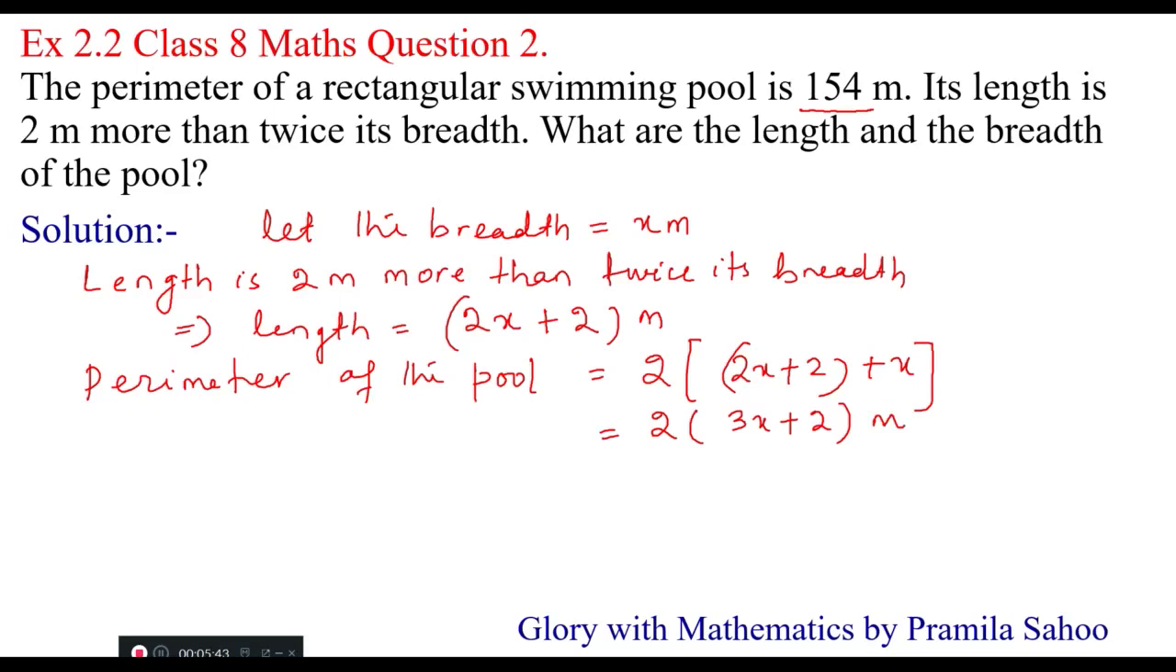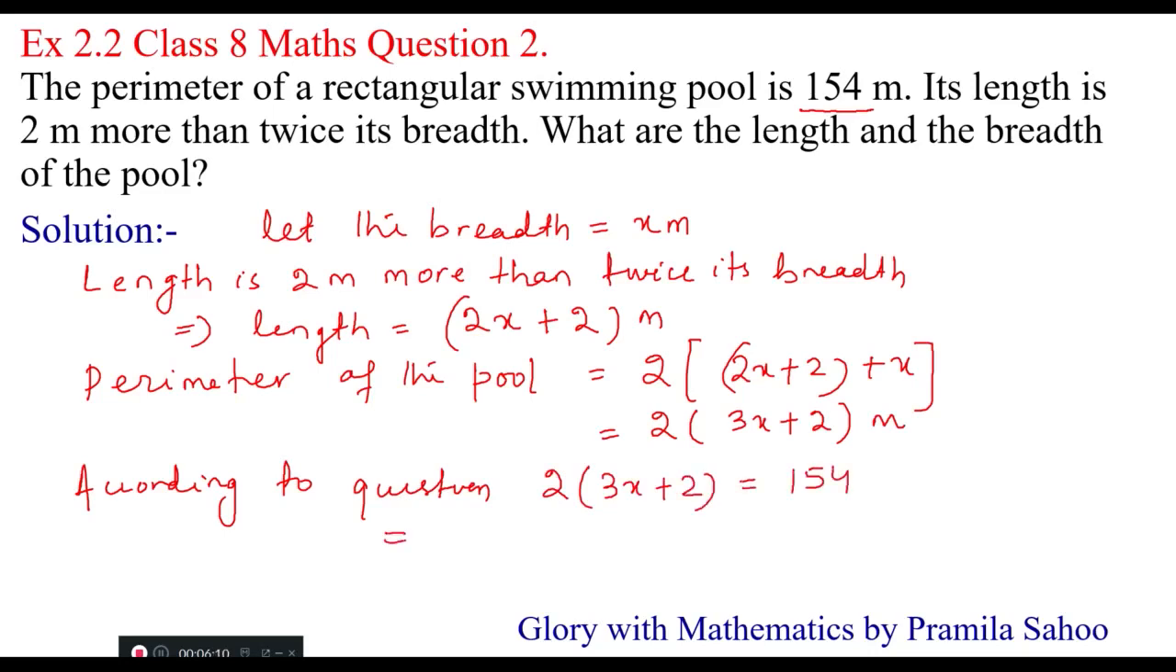But in the question it is given that the perimeter of the rectangular swimming pool is 154 meter. So according to the question, the perimeter is equal to 154 meter. So 2 whole into 3x plus 2 is equal to 154. This is a linear equation, so we will solve this. 2 is multiplied here, so 3x plus 2 is equal to 154 divided by 2, that is equal to 77.